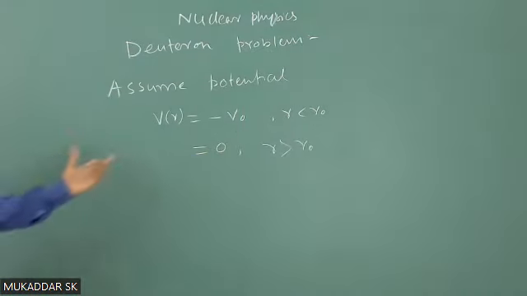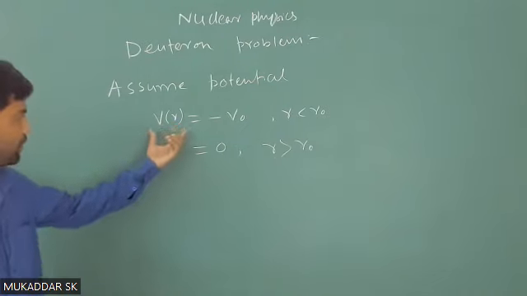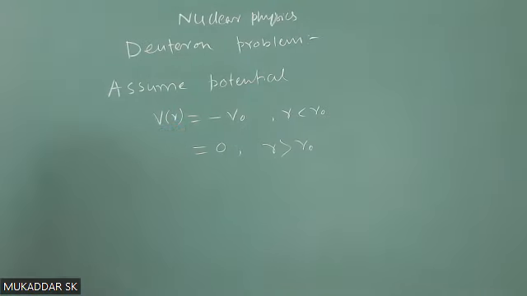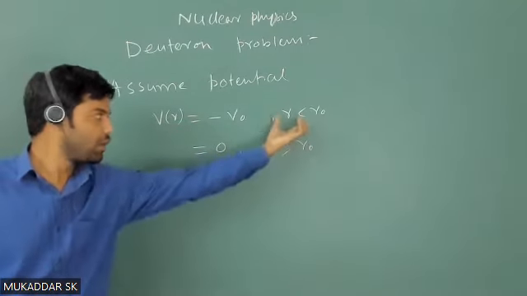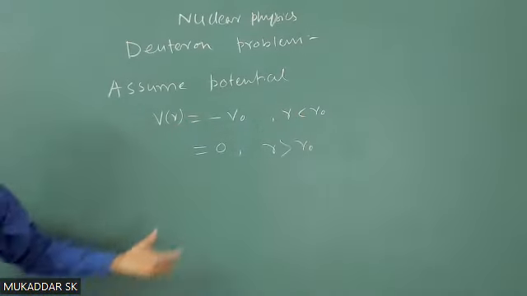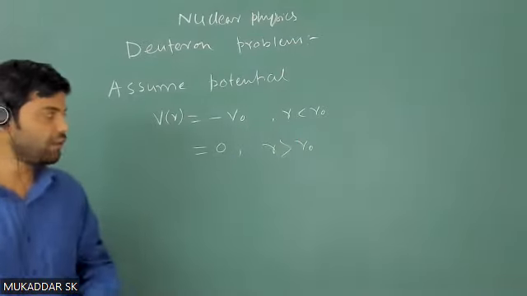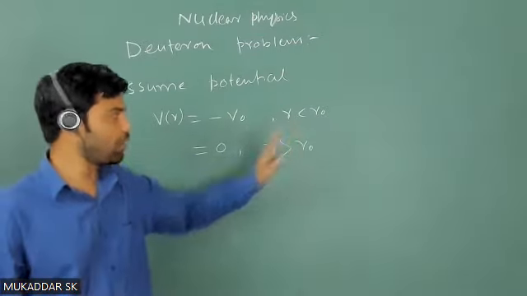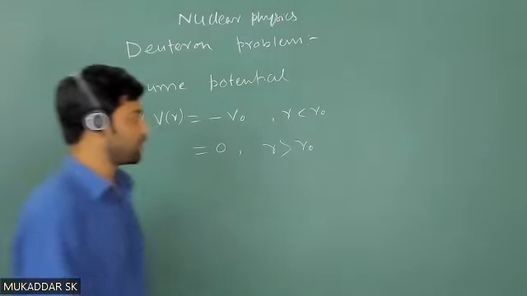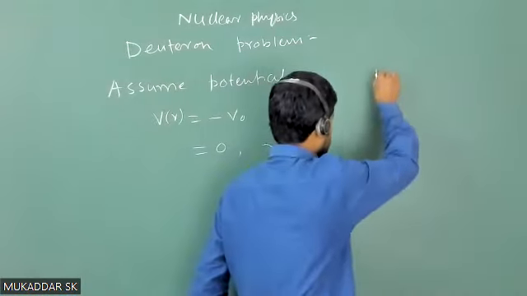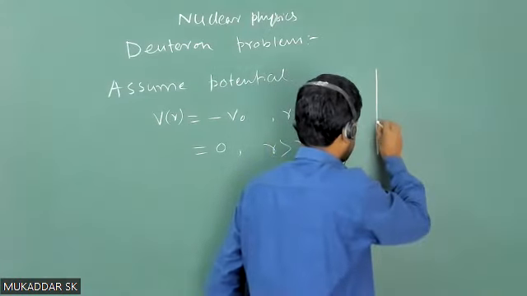So that is the potential. They have assumed this is a centralized potential. Why is it centralized? Because you can see the potential depends only upon r. That's why it is called a centralized potential. And what is r naught? R naught is the range of nuclear force. So if I draw this potential, it will be like this.